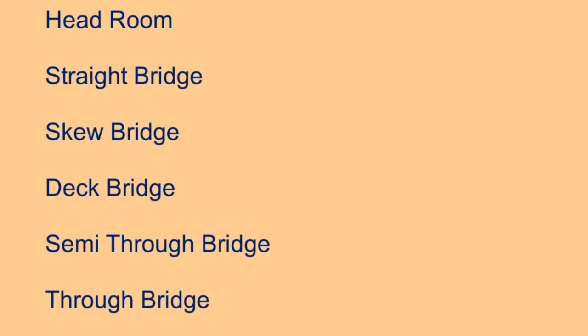The bridge having its center line at right angles to the axis of a river is known as straight or square bridge. Skew bridge. The bridge having its center line not at right angles to the axis of river is termed as skew bridge. What is a deck bridge?